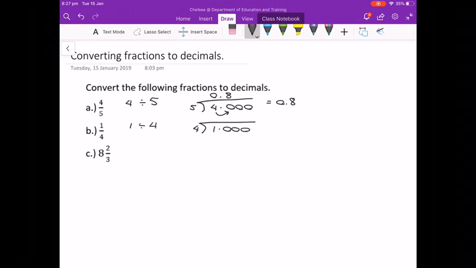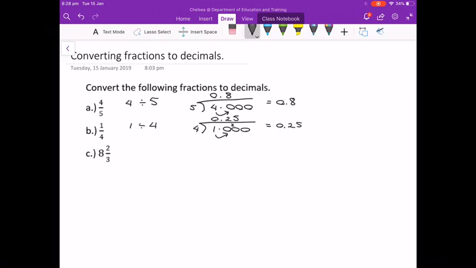We'll demonstrate again. How many 4s go into 1? The answer is 0. How many 4s go into 10? 4 times 2 is 8, with 2 left over. How many 4s go into 20? The answer is 5. 4 5s are 20. So the answer is 0.25.